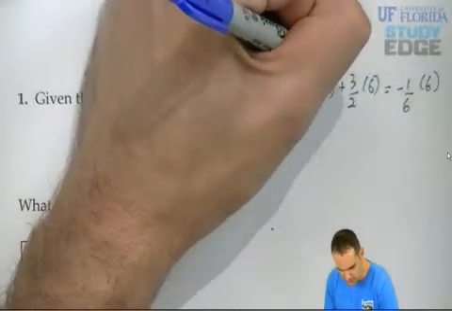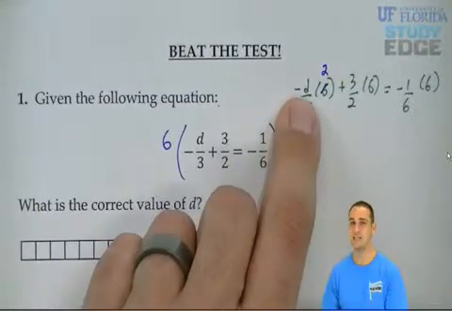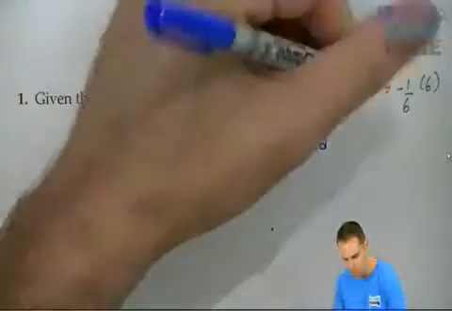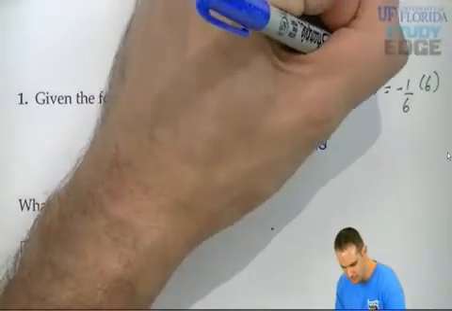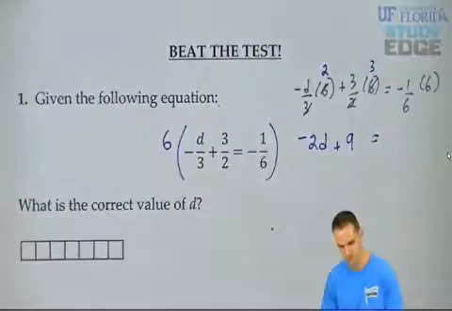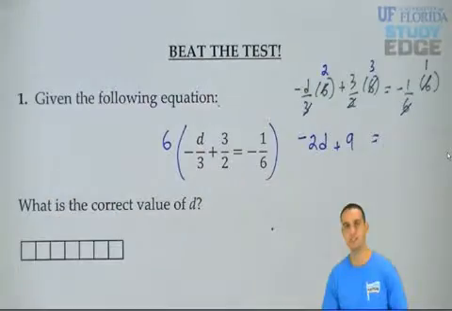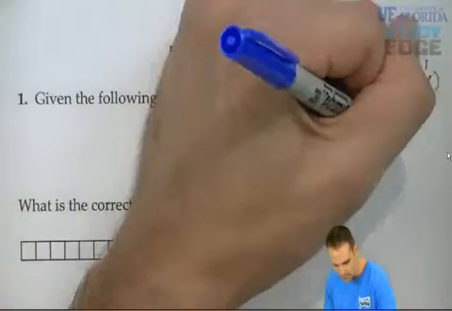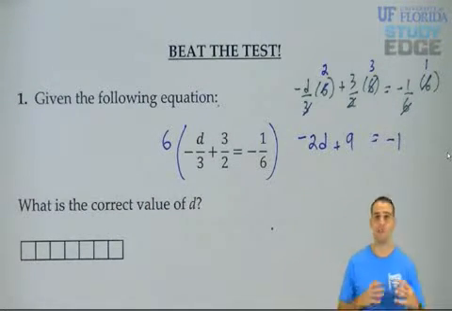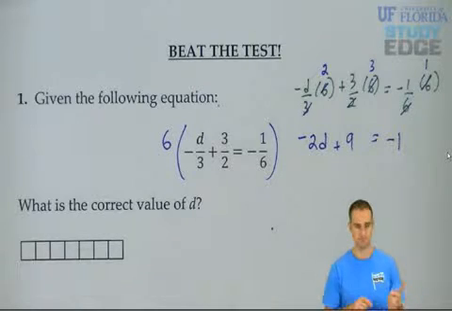3 goes into 6 2 times. Negative d times 2 is negative 2d. 2 goes into 6 3 times. 3 times 3 will give you 9. 6 goes into 6 one time. Negative 1 times 1 is negative 1. Remember, pause the video. You can always pause and go back if you need to. Write this down.